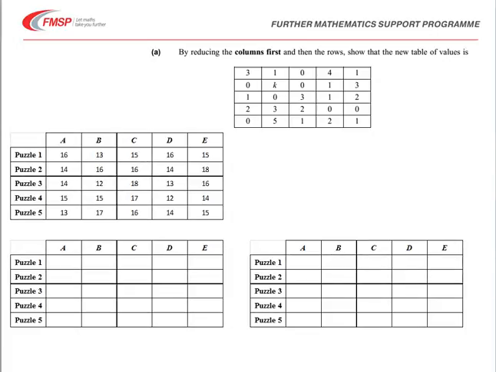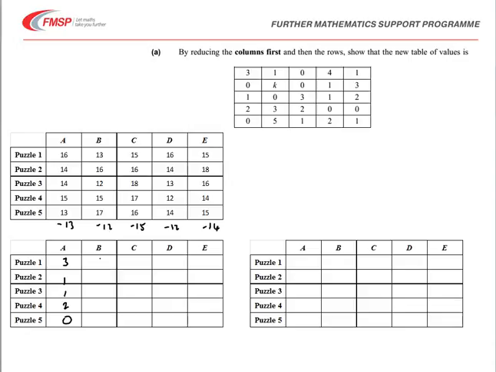The first part of the question asks us to use column reduction. By that we subtract from each column the smallest number. So taking column A, 13, column B, 12, C, 15, and then 12, and finally 14. Doing that one at a time, the first column A becomes 3, 1, 1, 2, 0.